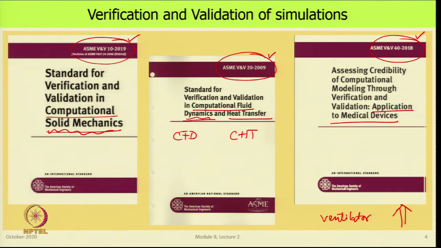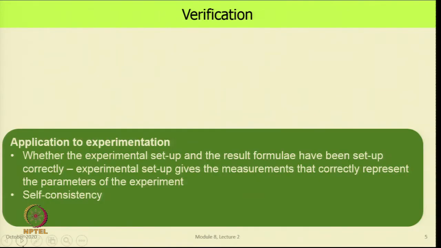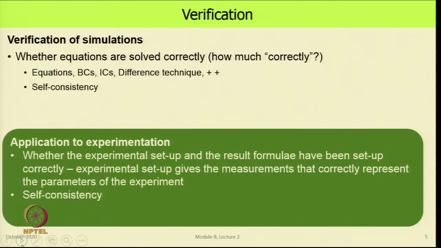There are a few more of these which I am not showing here, but I encourage you to have a look at them and see the full technique, where on the one side we do computer analysis or a numerical simulation and say that this is the result, and how do we establish the goodness of that? That is what these standards do. So, let us see what it is. First, let us look at verification.